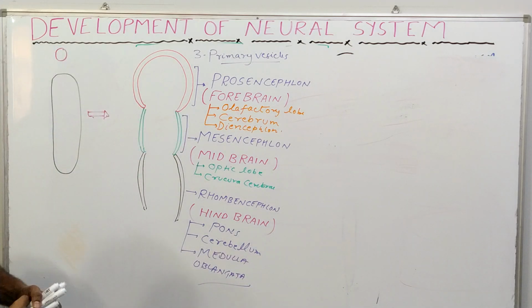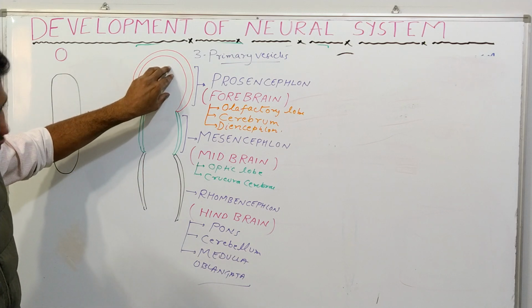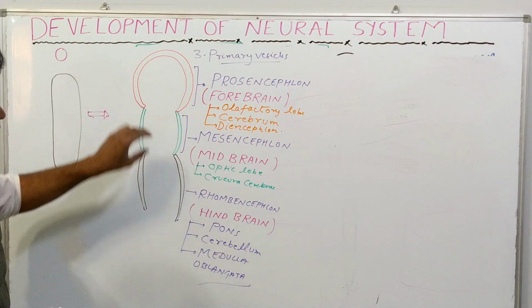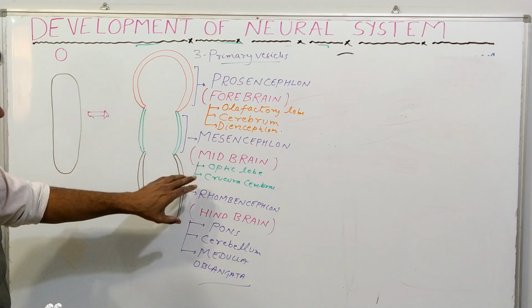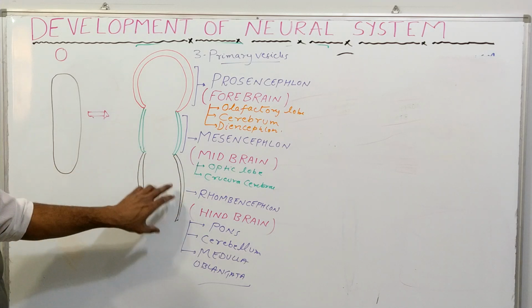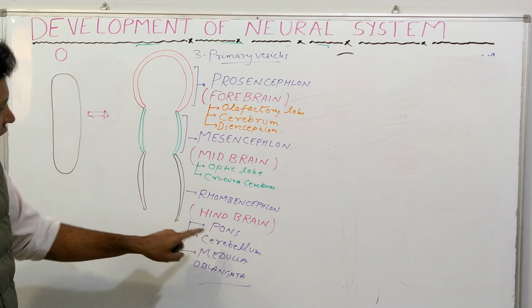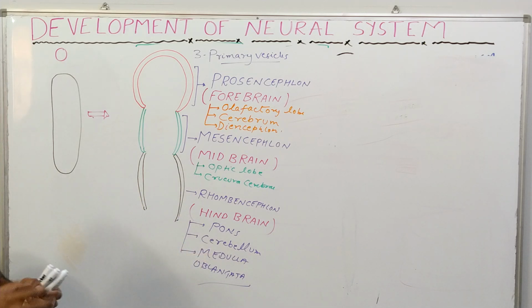Okay, so now the formation of three vesicles. The first vesicle is prosencephalon, forebrain. The structures are olfactory lobe, cerebrum, diencephalon. This is the part of mesencephalon, that is called midbrain: optic lobe, crura cerebri. And this is the rhombencephalon, that is hindbrain, and the structures here in the hindbrain are pons, cerebellum, medulla oblongata.